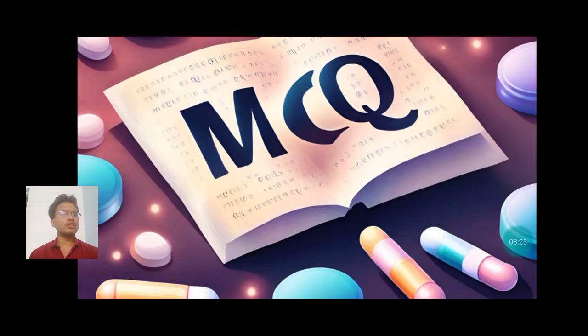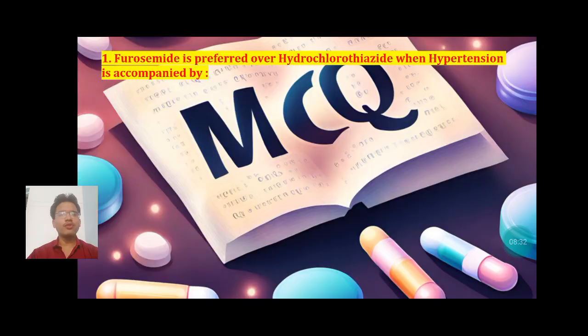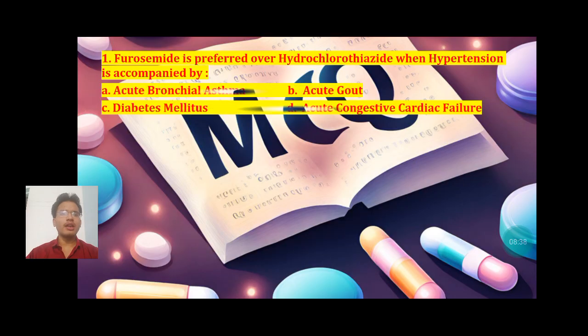Now, this was the session. Now here we have completed. Now let's have some MCQs over the topic. The first, furosemide is preferred over hydrochlorothiazide when hypertension is accompanied by. Options are acute bronchial asthma, acute gout, diabetes mellitus, acute congestive cardiac failure. You can note down the questions and the answers will be declared later.